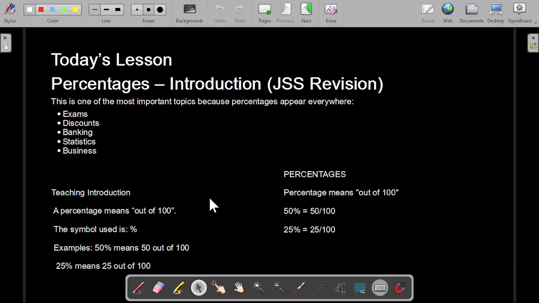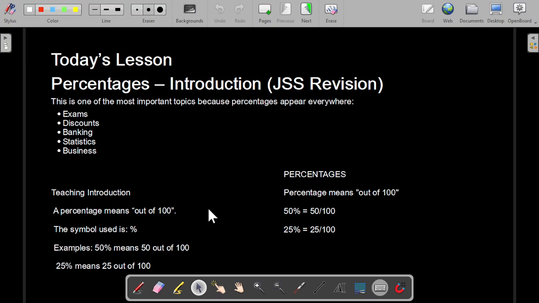This is the symbol of a percent. Anytime you see this behind any number, for example 2, you have 2%; 3, you have 3%. So 50% means 50 out of 100. When you have 25%, it means 25 out of 100. These are the terms used by mathematicians.